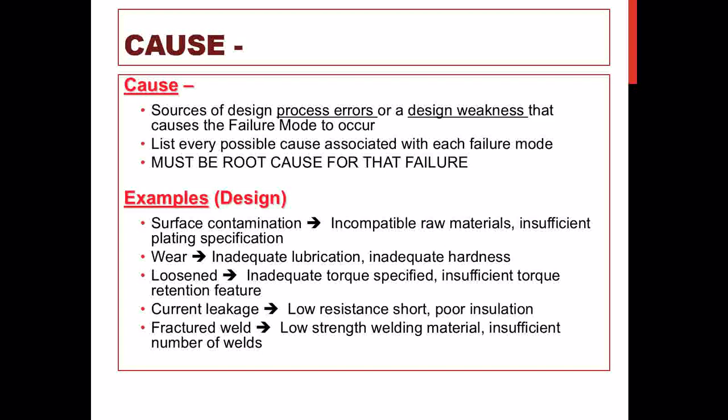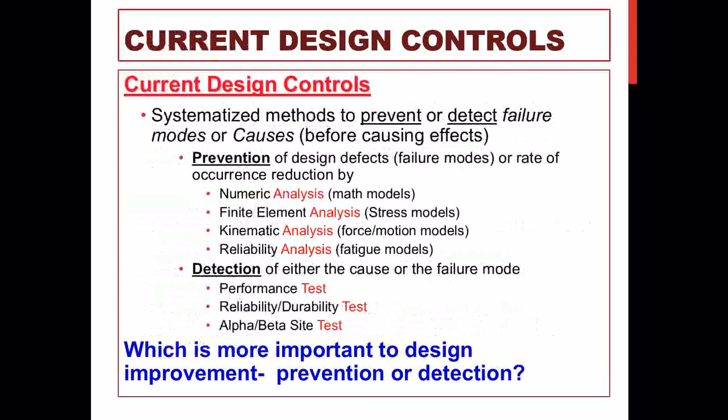Well, the cause of the failure could be that there was surface contamination, but that's not necessarily the root cause. The root cause may be incompatible raw materials, or maybe there's an insufficient plating specification. Or maybe the failure, loss of seal, was due to wear, but the root cause could have been inadequate lubrication at the seal site, or maybe it was inadequate hardness of the shaft surface involved with that. Either way, we've got to track down what these root causes are.